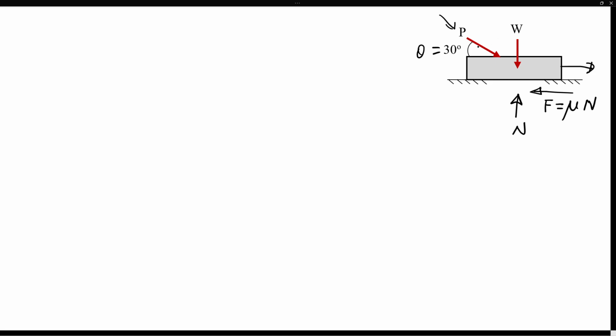And then we can resolve this P into two different directions. In this direction, it's going to be P sine theta. And in this horizontal direction would be P cosine theta. So if we write now summation of Fy is equal to 0, then we can say plus N, normal force acting upward, minus P sine theta acting downwards, minus W. And that's everything we have in the y direction.